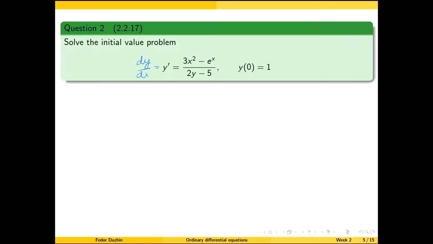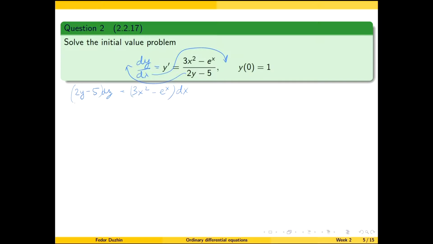Now, to separate the variables means that we are moving everything with y to the left hand side and everything with x, which means dx, to the right hand side, right? So rewriting this equation, or separating the variables, we get (2y minus 5) dy. This is the left hand side, equals (3x squared minus e to the x) dx. This is the right hand side. So notice that strictly speaking, it should be a product.